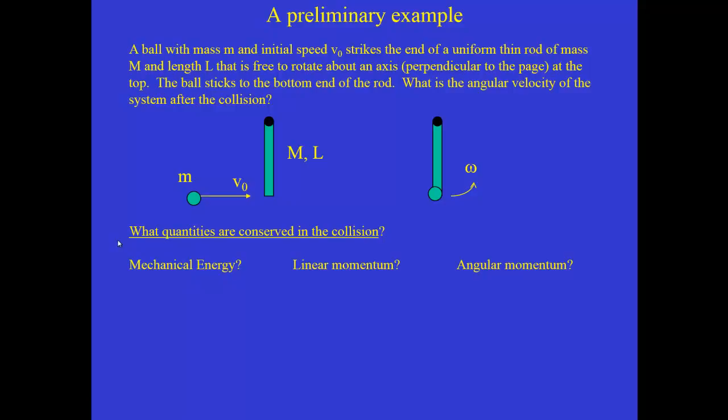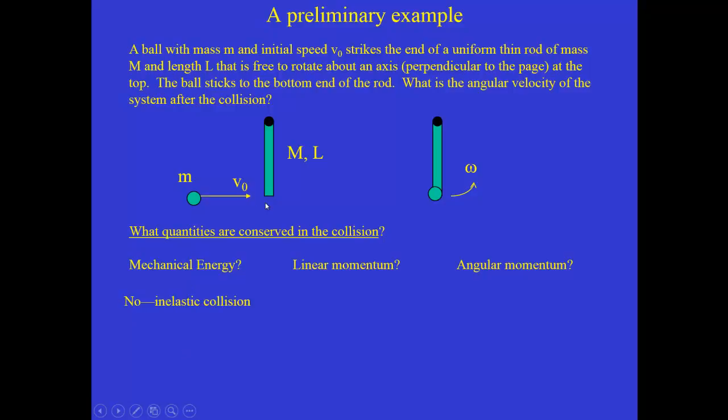So is mechanical energy conserved? Is the sum of all of the kinetic and potential energies of the system the same before and after the collision? And we should easily be able to say no, because the two objects stick together. And whenever two objects stick together, some energy is lost. Some kinetic energy is lost in the deformation that happens. And so this collision is inelastic. We cannot assume that the kinetic energy is the same before and after.